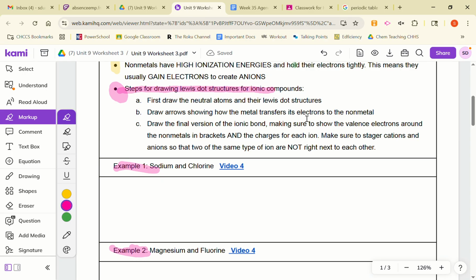First, draw the neutral atom and their Lewis dot structure. Draw arrows showing how the metal transfers its electrons to the nonmetal. Let's just go ahead and highlight that. The metal transfers its electrons to the nonmetal. Draw the final version of the ionic bond, making sure to show the valence electrons around the nonmetals in brackets, and the charges for each ion. Make sure to stagger cations and anions so that the two of the same type of ion are not right next to each other. So, that's a lot of words.